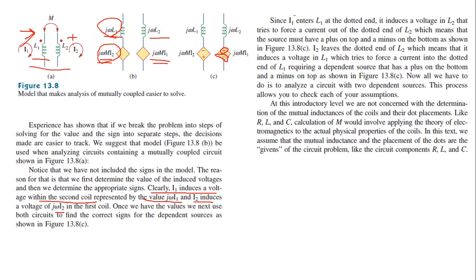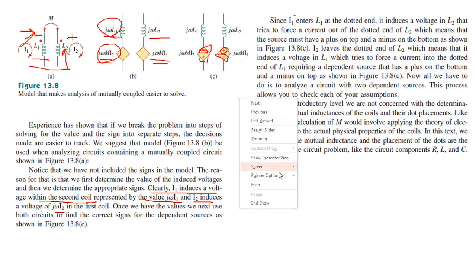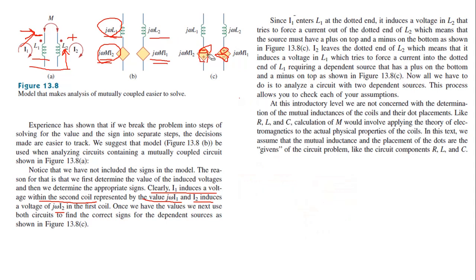Now take the second case. So here current I2 leaves the dotted terminal. So in the other coil, wherever the dot is placed, that will be negative, right? So here you can see that it is minus plus, right? So is it clear how these polarities are arrived?